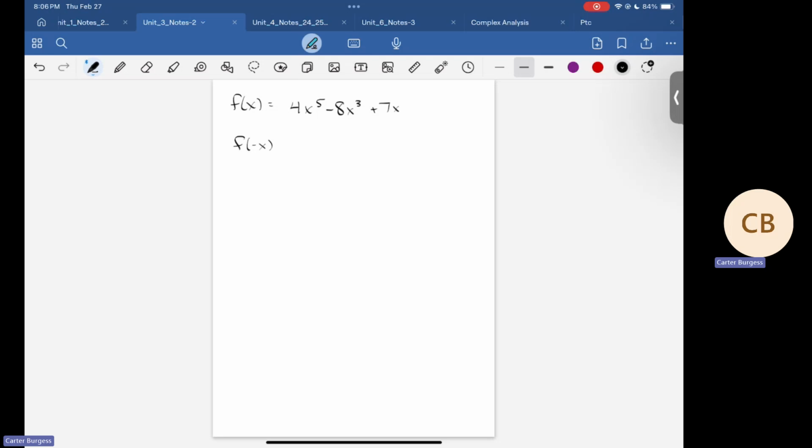we plug in negative x and we see what's going on. And that's totally fine. If the negative doesn't get removed from each of our terms, like if we don't square the negative to get rid of it, then that component points to being odd.